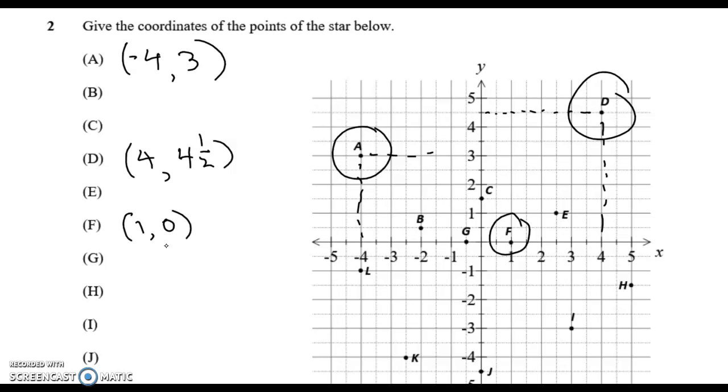Why don't we finish by doing the point I. Where's I? I is the point 3 across on the x, and -3 down.